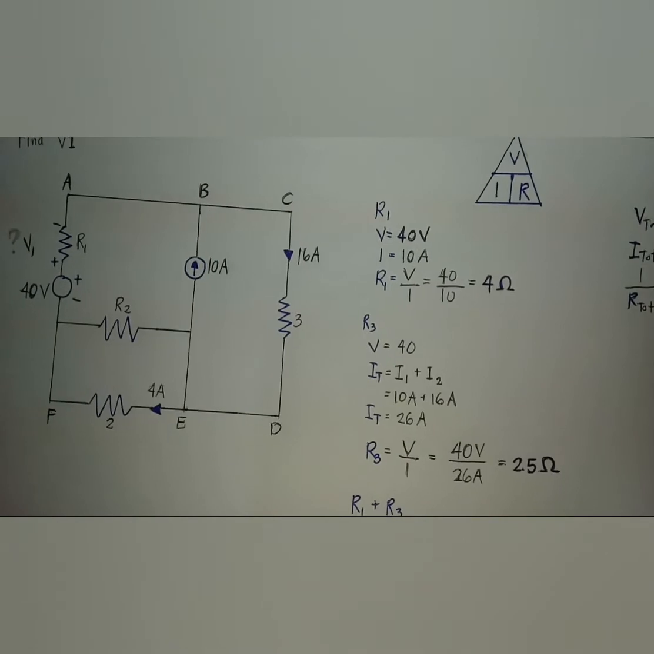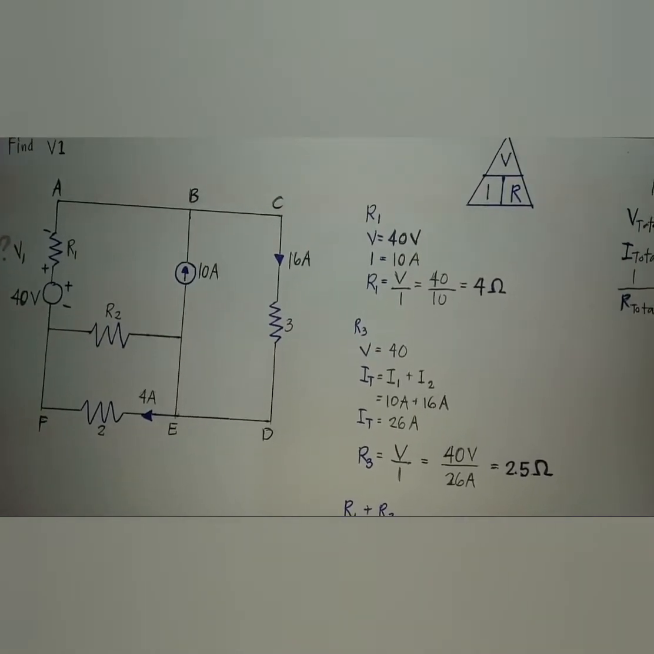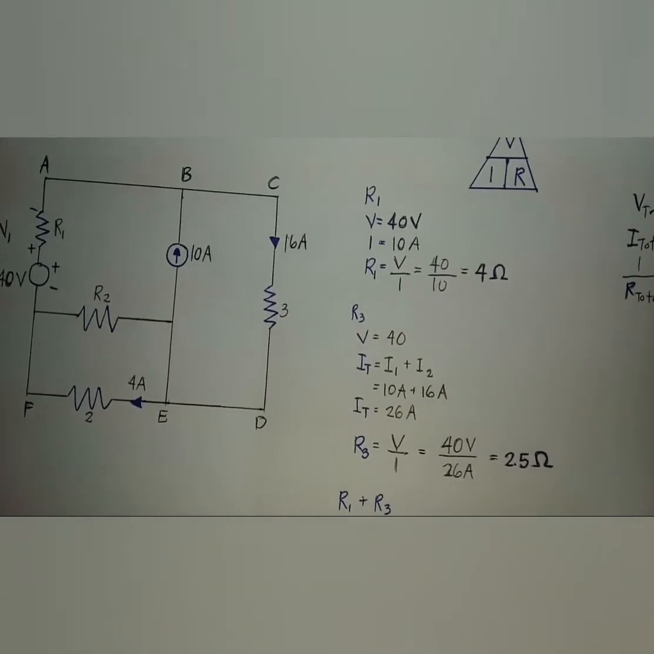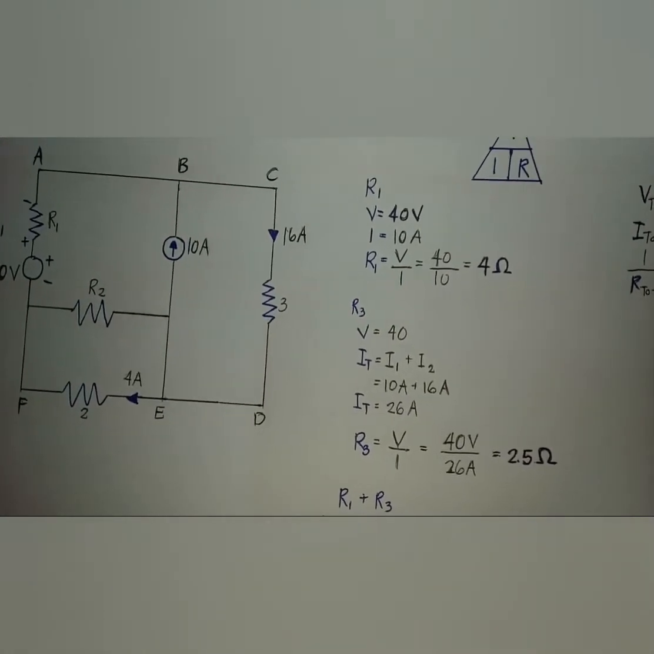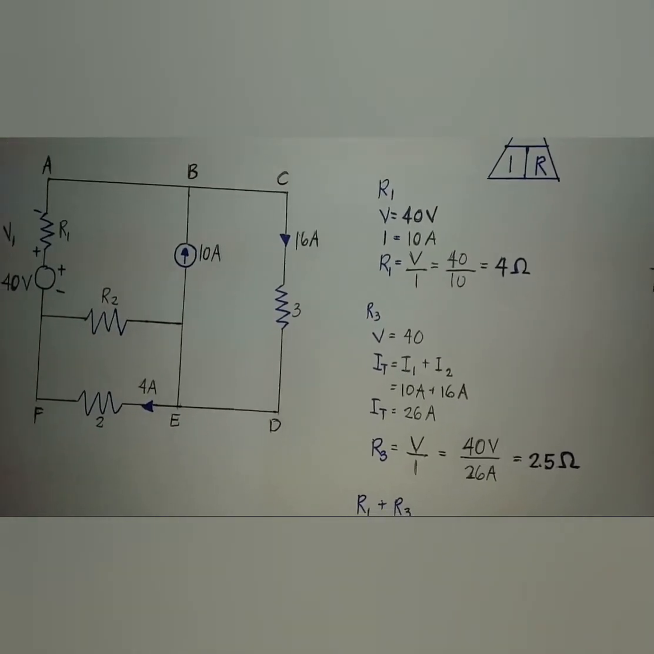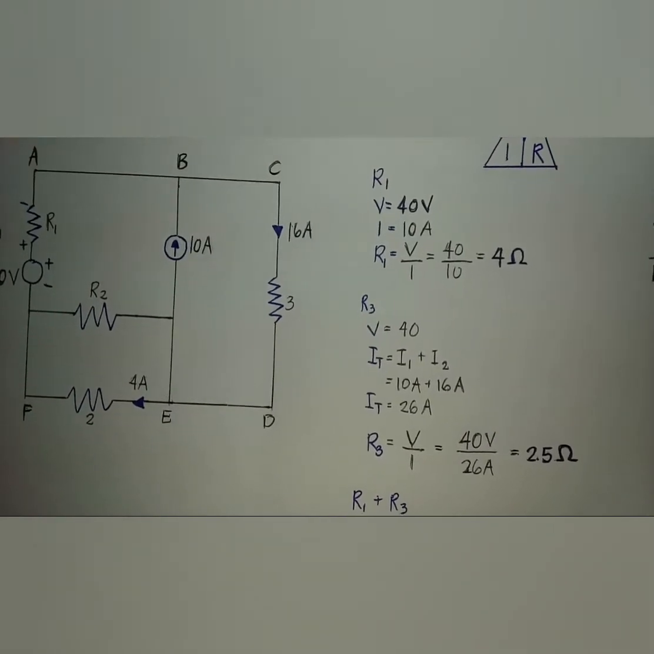So for R3, V equals 40 volts, and I total is I1 plus I2, that would be 10 plus 16 amperes, so 26 amperes for total. So to find R3, R equals V over I equals 40 volts divided by 26 amperes, that would be 2.5 ohms.